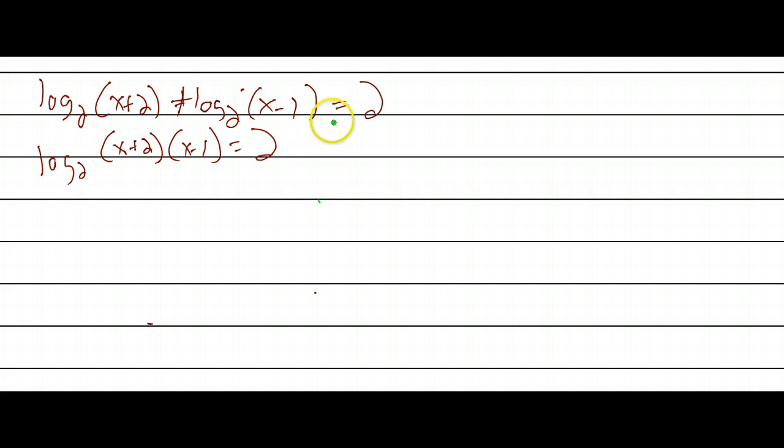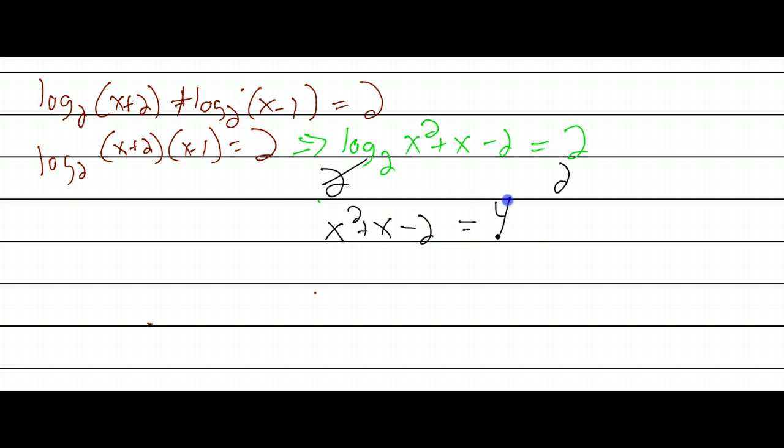Alright, so just go ahead and FOIL that out. So we get log base 2 of x squared plus x minus 2, that is equal to 2. Now to get rid of the log base 2, we need to raise everything to the second power. So this will cancel out. So we have x squared plus x minus 2 equals 2 squared, which is 4. So now you take this to the other side. So you have x squared plus x minus 6 is equal to 0.